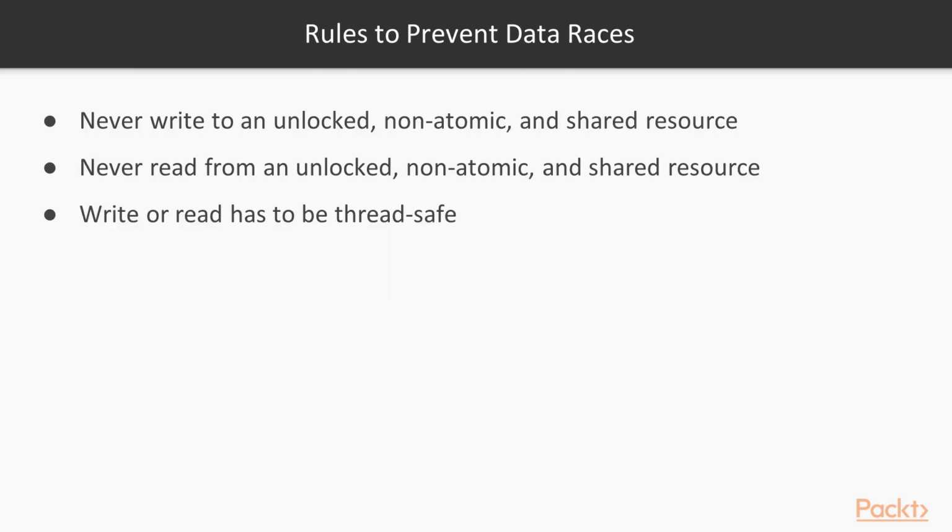The basic rules to prevent data races thus are: never write to an unlocked, non-atomic, shared resource. Never read from an unlocked, non-atomic, shared resource. This essentially means that any write or read has to be thread safe. With this, we come to the end of proper multithreading.